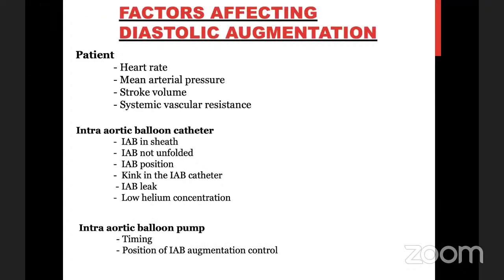Diastolic augmentation. We have patient factors, balloon catheter factors, and intra-aortic balloon pump factors. Patient factors: heart rate, the mean pressure, stroke volume, and systemic vascular resistance. The catheter sheath, unfolded position, intra-aortic balloon pump catheter, whether there is a leak or not, the helium concentration. The balloon pump itself: the timing, which is where I'm going to talk about the common errors in timing of the balloon pump, position of the intra-aortic balloon pump, and augmentation control.